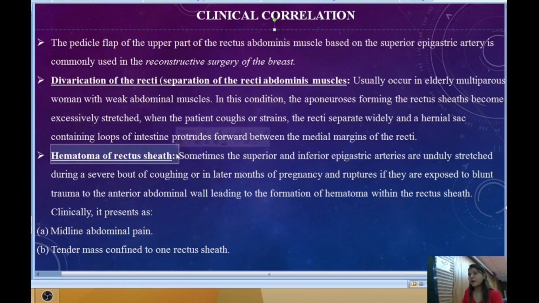Then we have hematoma of the rectus sheath. So sometimes the superior and inferior epigastric arteries are unduly stretched during a severe bout of coughing in later months of pregnancy, and they might be exposed to trauma, so there might be hematoma in the rectus sheath. It usually presents with midline abdominal pain and a tender mass.